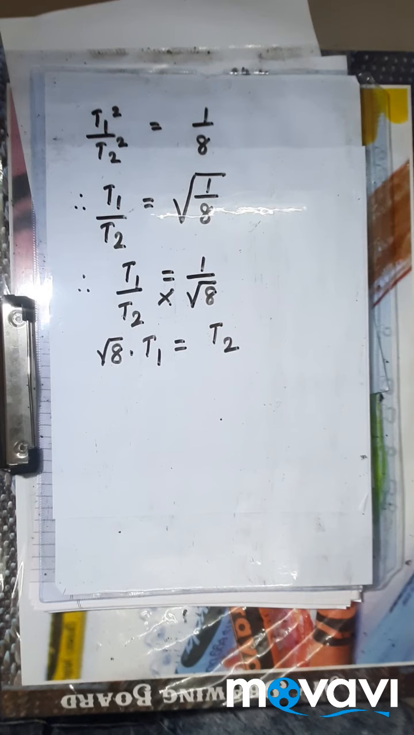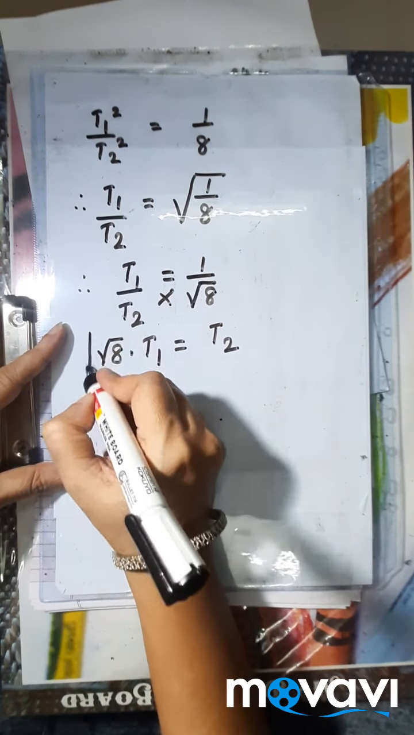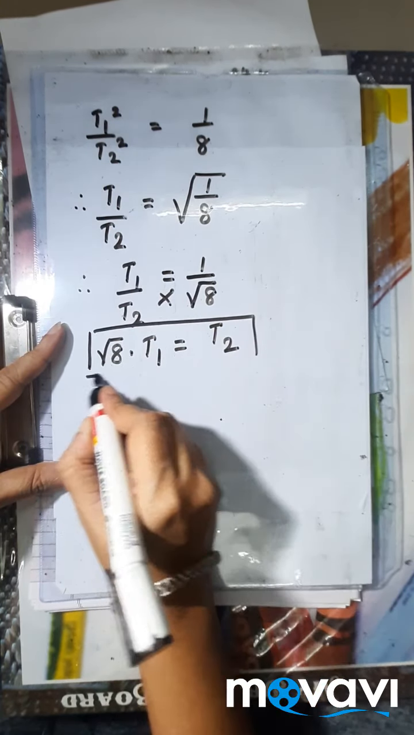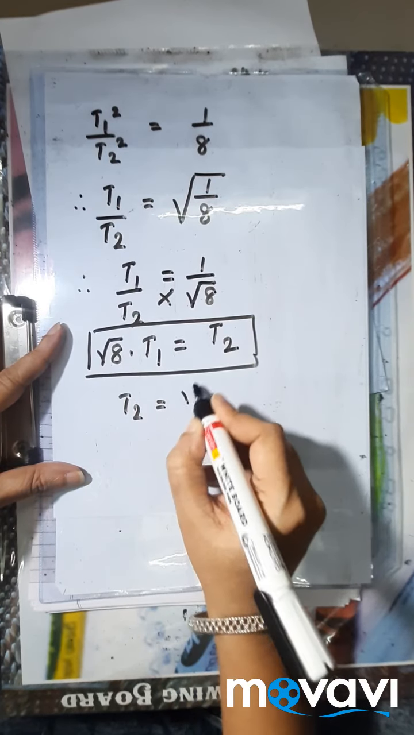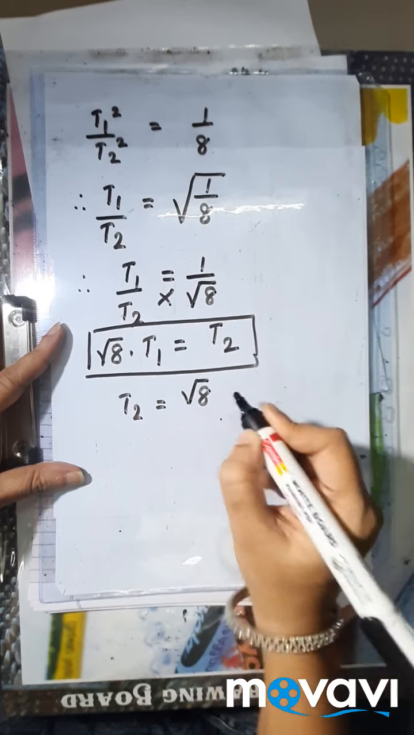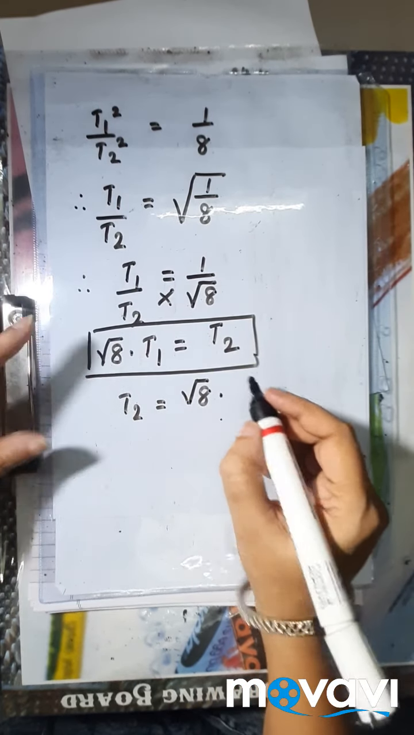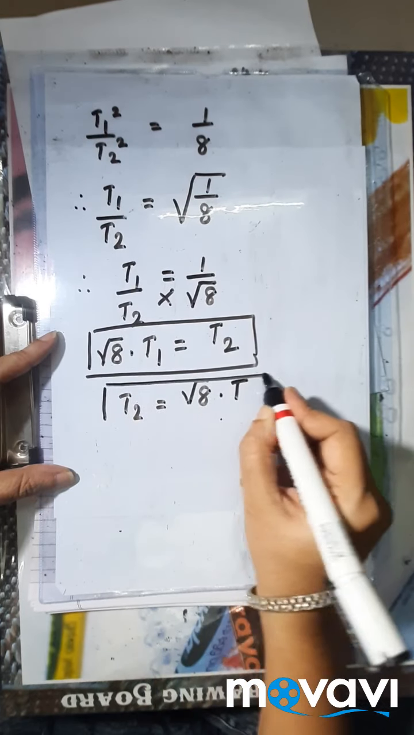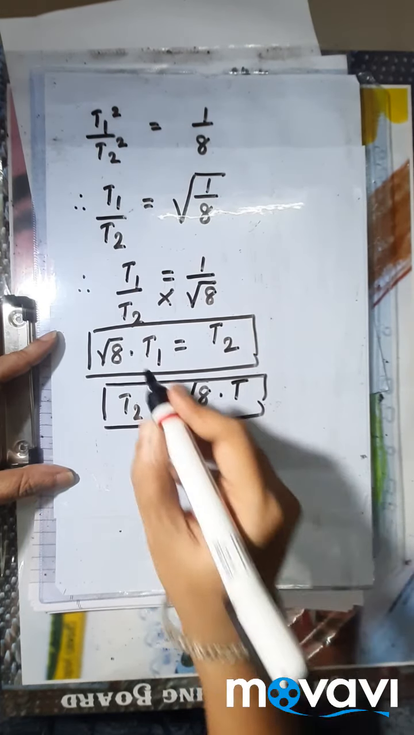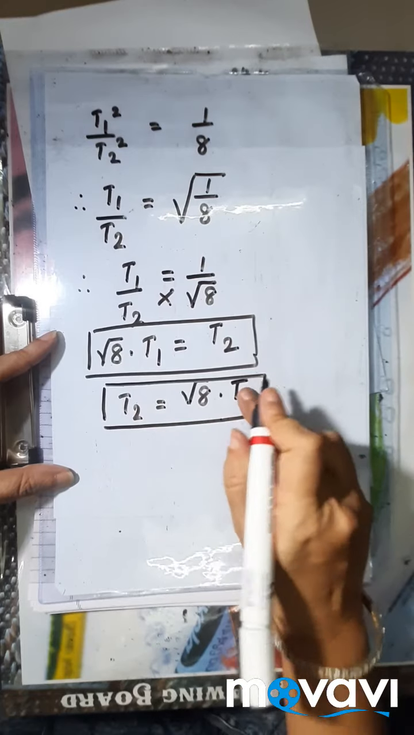Okay, that's what I have to prove. Root 8 into t1. So t2 is equal to root 8 multiplied by, the original time they have taken as t, so we will take this as t. Okay, you could take it as t1 also, you can take it as t also.